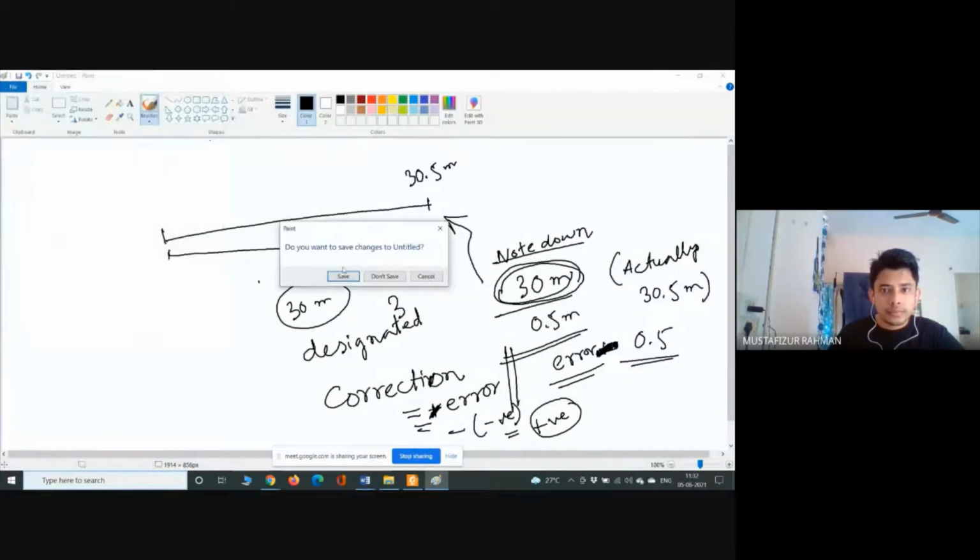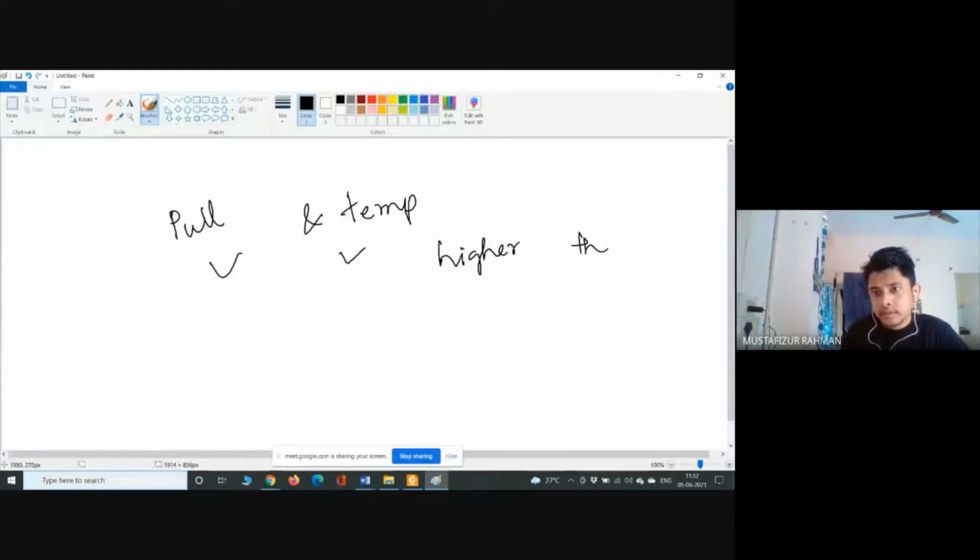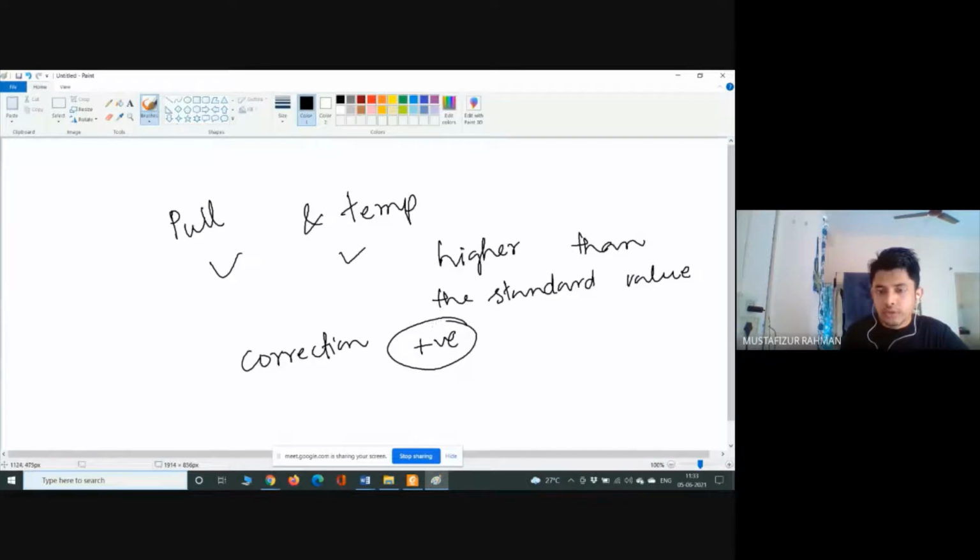So, two things to remember in case of pull and temperature. If these values are higher than the standard value at which the tape was standardized or calibrated, then the correction is going to be positive. For all other cases like sag and alignment, the correction is going to be negative.